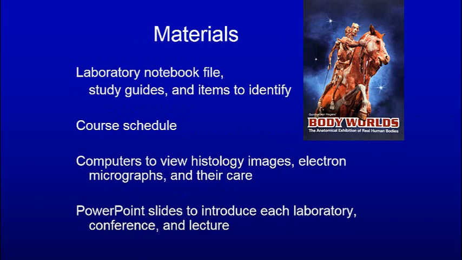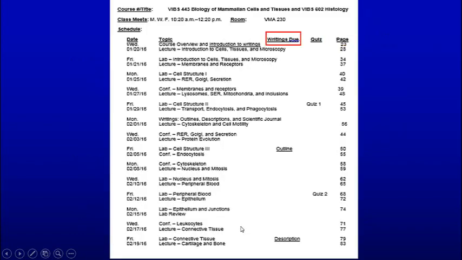We have a laboratory notebook and files. We have study guides and items to identify. Those were on those sheets I mentioned to you. We also have a course schedule to tell you what we're going to have at all the times. We have computers to review some of the images, electron micrographs, and PowerPoints for the introduction to labs, conferences, and lectures we have for you.